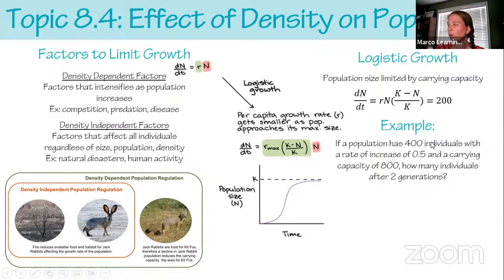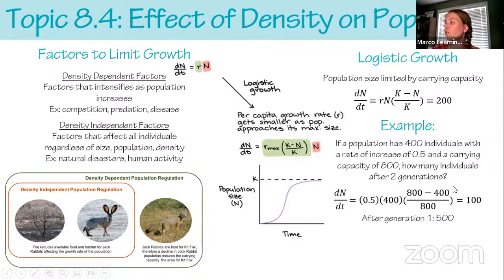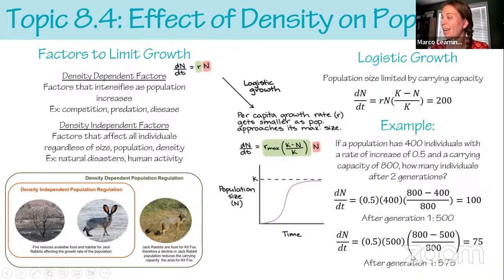So if the population has 400 individuals with a rate of increase of 0.5 and the carrying capacity is 800, how many individuals would you have after 2 generations? Okay, so if I sub this in, here's my R, 0.5, my N is 400, and then my K we said was 800, minus 400, which is my N, divided by my K, which is 800. It's 100. So since I had 400 to start, the change in population is 100. I now have 500 individuals. Then you calculate a second time, and now we have an increase of 75, and then we only have 575 overall.